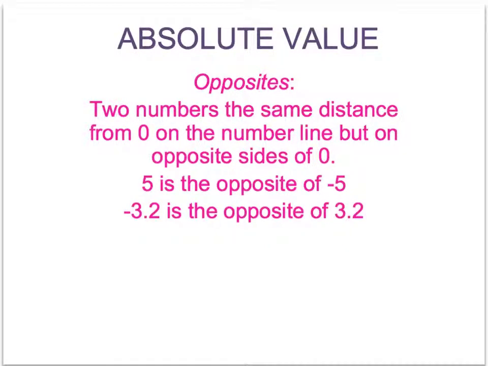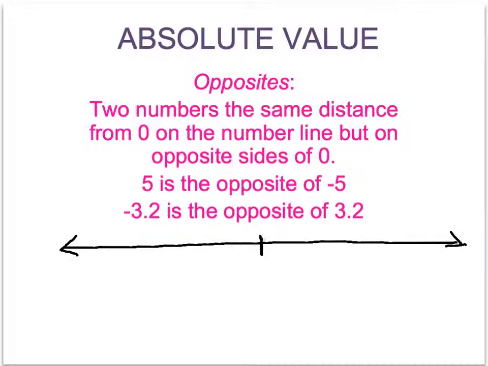Today I'm going to introduce you to the concept of absolute value and the absolute value of a number and what it really means. So the first thing we need to know is, for absolute value, are opposites. And what does the term opposite mean? Mathematically it means that you've got two numbers that are the same distance from zero on the number line, but on opposite sides of zero. So what does that look like?